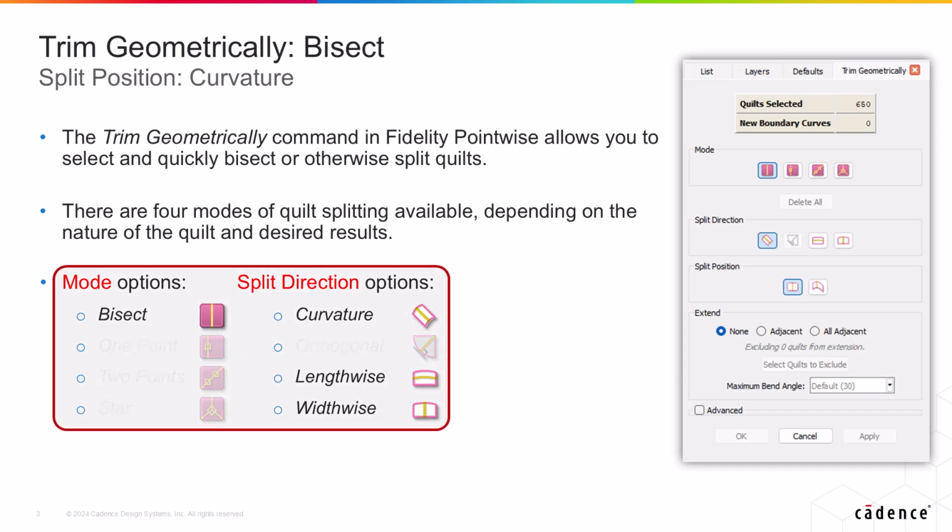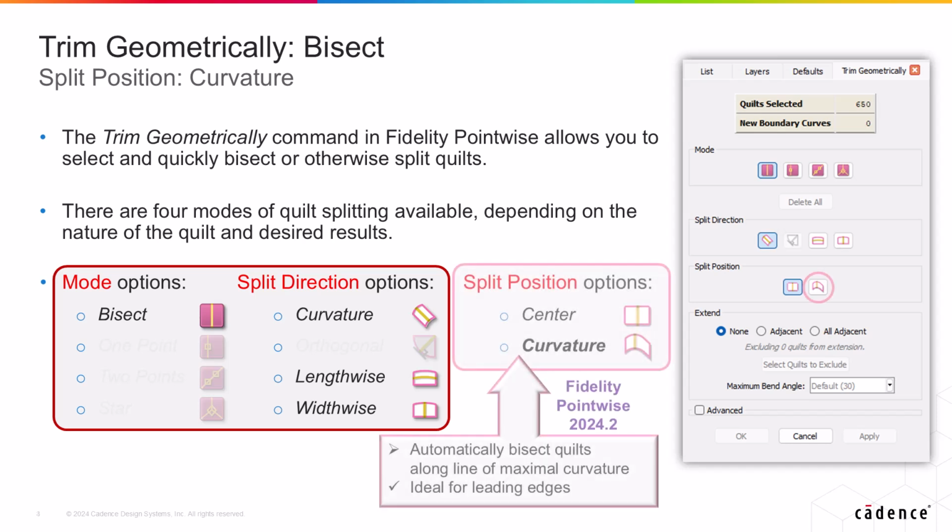We're going to focus on the bisect mode, which basically allows you to split the quilt into 2 pieces. In that sense, you have control over the split direction. This direction could be widthwise or lengthwise, or you can let Pointwise determine which of the 2 to use depending on the curvature in either direction.